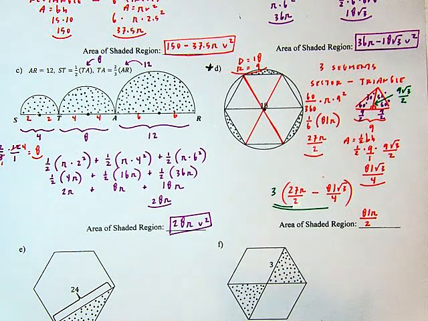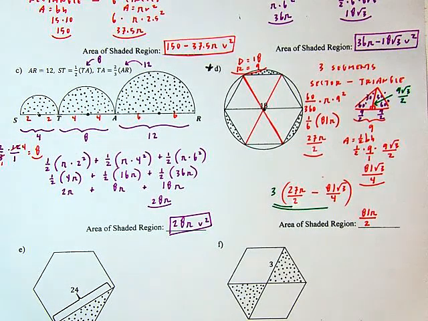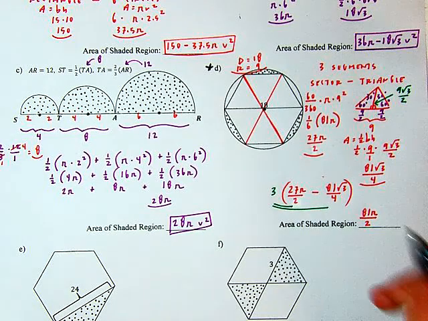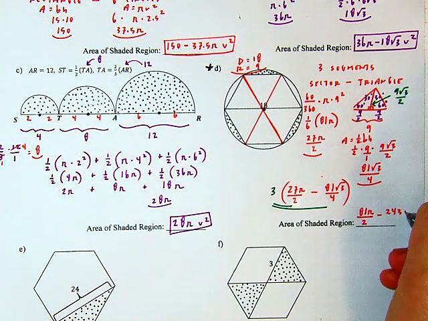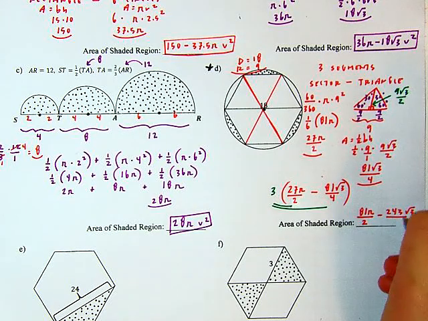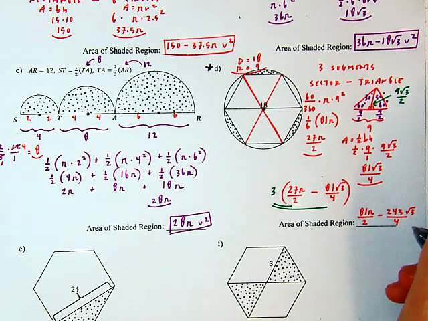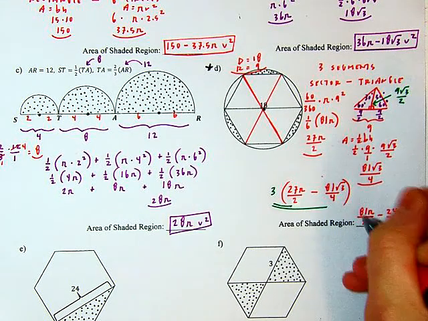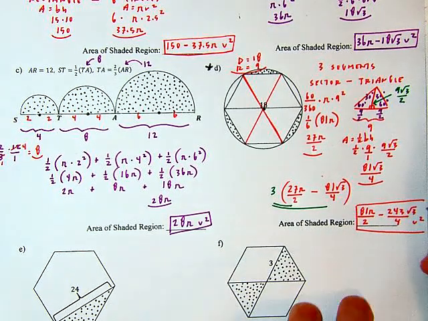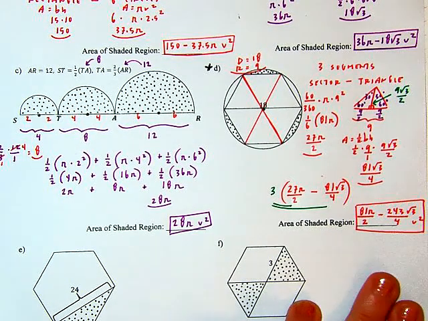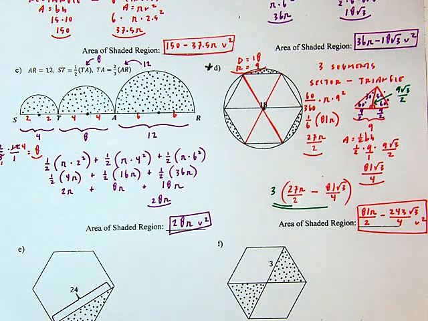Okay, and then over here I have 3 times 81, and I get 243√3 over 4. All right, then that would be units squared. All right, so a couple of ways I could have gotten to my overall area here, meant to be a little bit of a challenge problem.